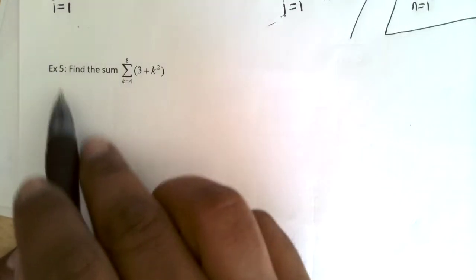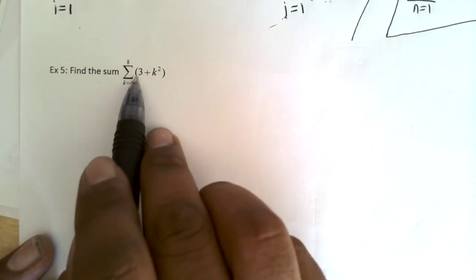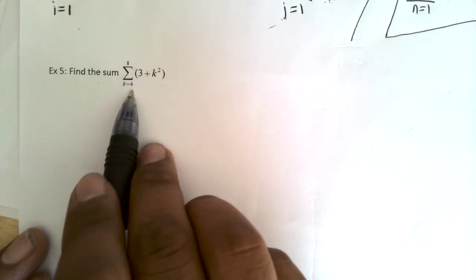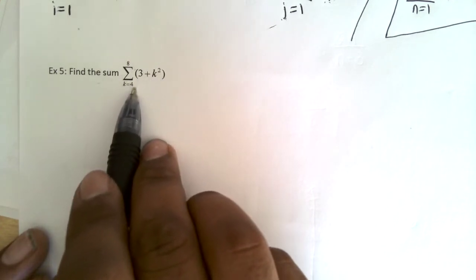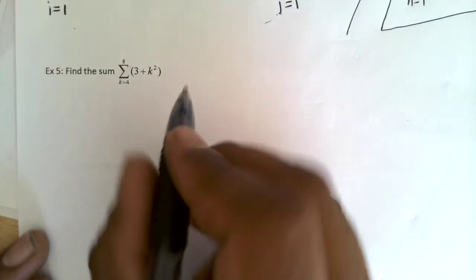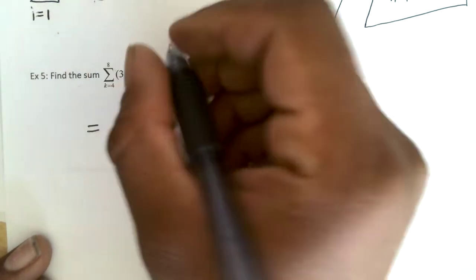Let's break down this. So this is a series, because it's a sum. And, I mean, it has a pattern. I don't really quite know what it is. It's a quadratic plus 3. And it's telling us to start on the 4th. That's our 4th term, and end on the 8th. So to find the sum, I'm going to have to do this 4 times.